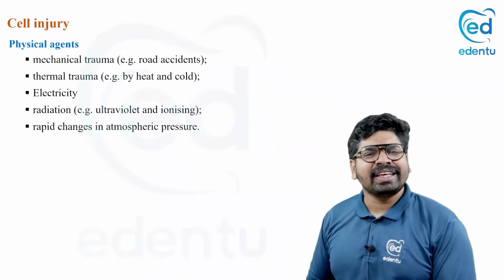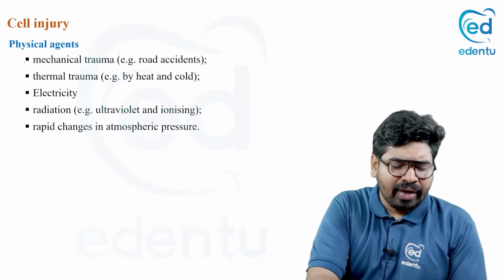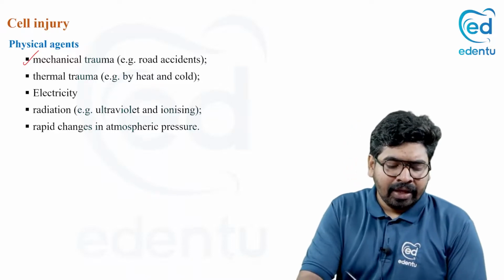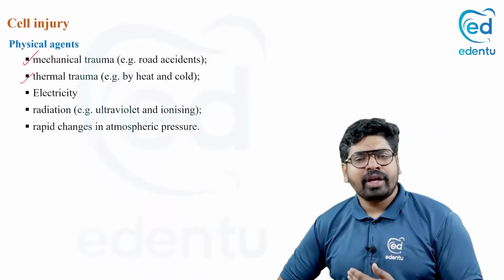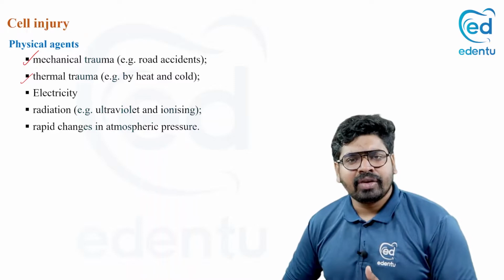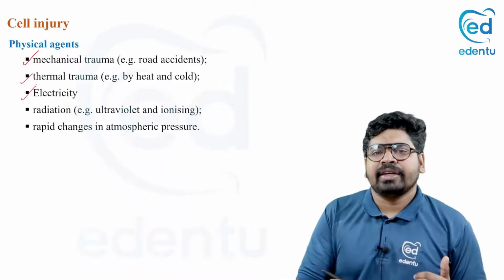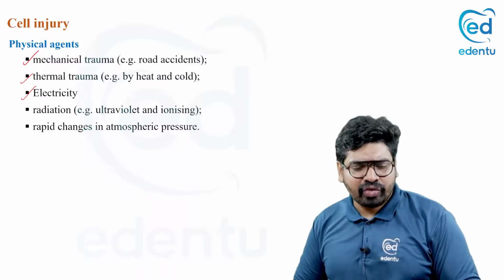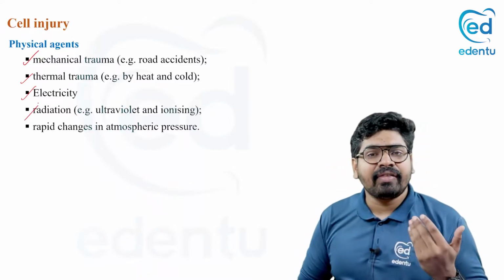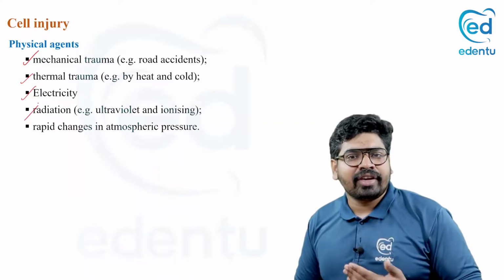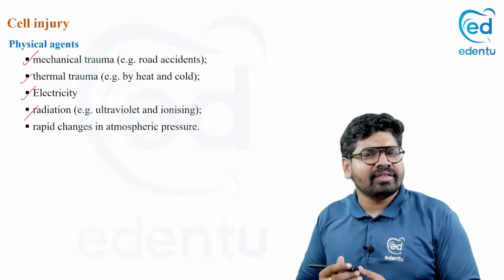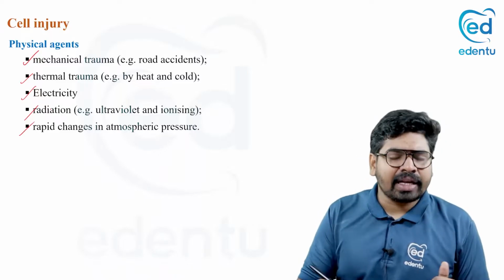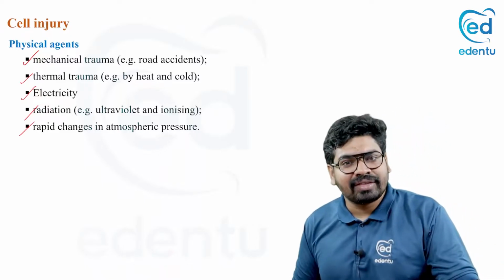And coming to the physical agents, what are the physical agents? One is mechanical trauma, road accidents, accidents which happen to you. Thermal trauma means hot bodies or heat or cold bodies, burns. You can get injury from electric shocks. Now radiation, ultraviolet radiation, ionizing radiation, X-rays, all these can harm your body by causing cell injury. And changes in the atmospheric pressure can also cause cell injury.